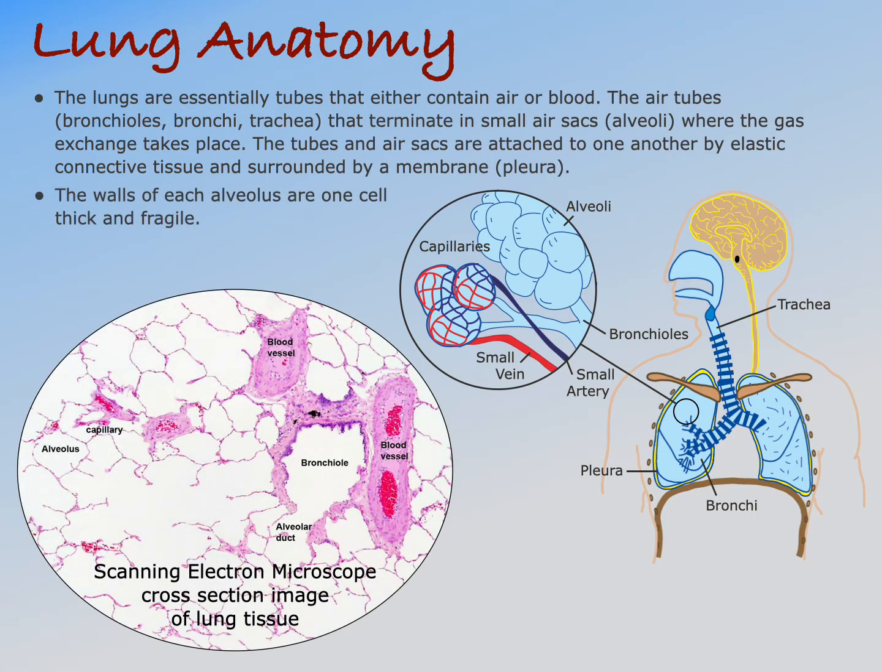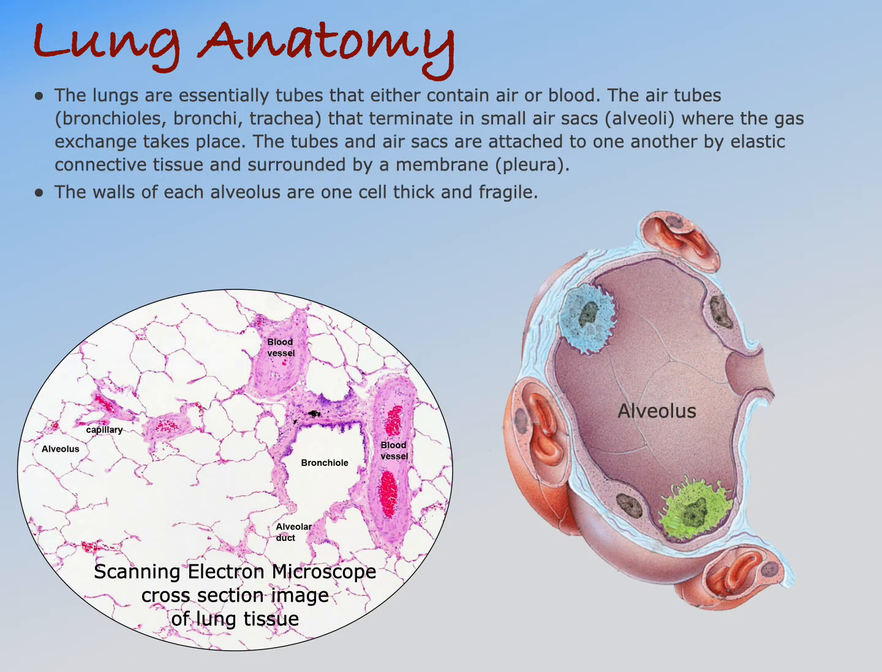Here is a scanning electron microscope cross-section image of lung tissue. Notice how thin the walls of each alveolus are. They're one cell thick, and they're fairly fragile. In this cross-section, you can identify some of the anatomy that you see in the drawing. If you look carefully, you'll be able to see some capillaries there. And you'll be able to see identified and labeled some blood vessels and a bronchiole. And that bronchiole goes into an alveolar duct, and that alveolar duct goes into multiple alveoli.